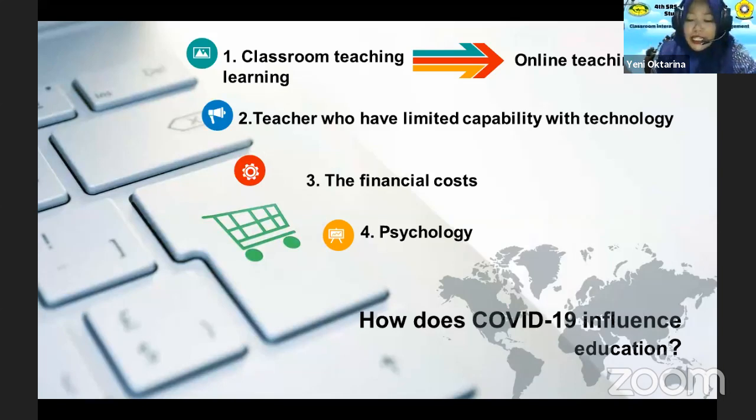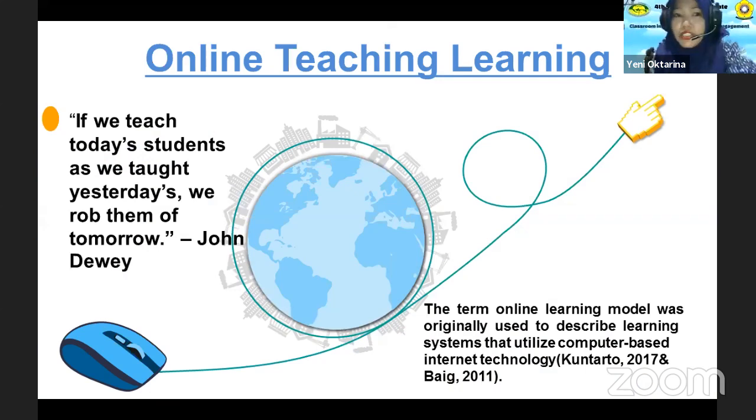And then we will relate it with the challenge of the teachers. I quote some words from John Dewey: If we teach today's students as we taught yesterday's, we rob them of tomorrow. I think you can imagine if we as teachers cannot change the method or the technique that we use in the classroom, it means we cannot give the knowledge. I mean, they get nothing from us as teachers.